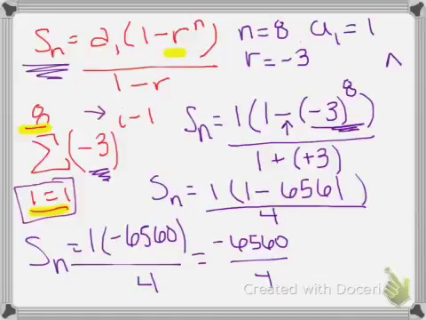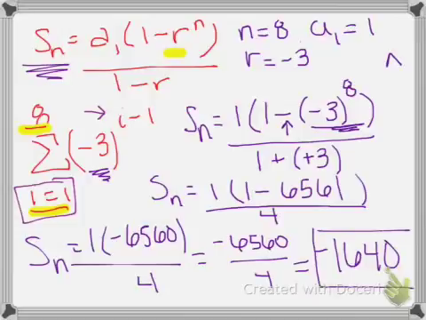6560 divided by 4 is equal to negative 1640. So this is the sum of your geometric series. We'll go through another one just to make sure that we're really understanding.